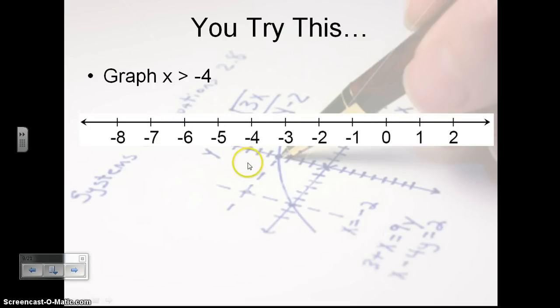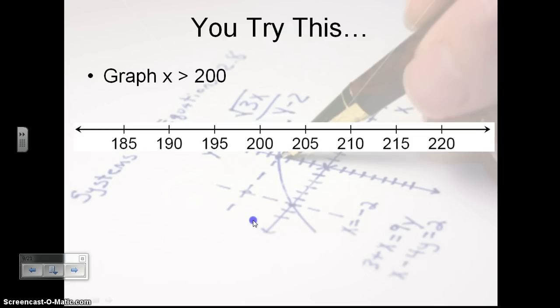Try this one. Pause it again. Welcome back. Let's see if you got the right answer. So this is x is greater than -4. So it's going to be an open circle because there's no line. And we're going to shade to the right because -3, -2, -1, 0, 1, and 2 are greater than -4. Try this one again. Pause the video.